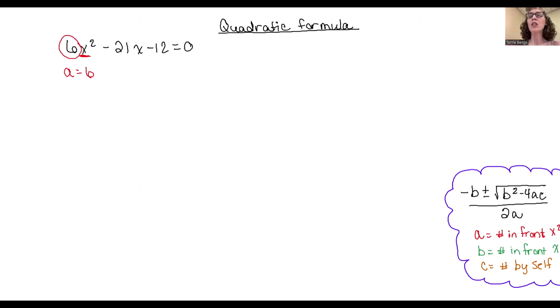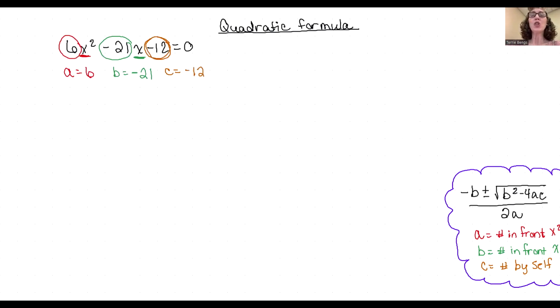Now we're going to go to the B. It's the number in front of x. So where's our x? Right here. What is the number in front of x? It is a negative 21. Always take the sign with it. If you have a negative sign, take it with it, okay? We don't take the letters with it, just the number and the sign. And then C is the number by itself. And where is the number by itself? It is right here, and we know that is a negative 12.